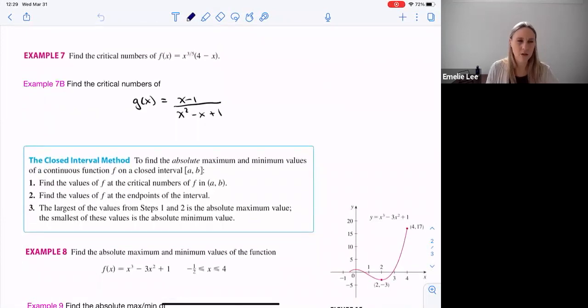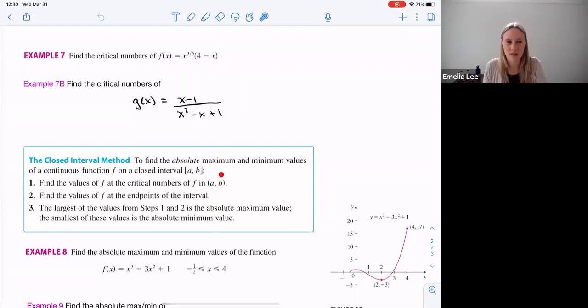Because I'm running low on time, before I post the notes, I'll include the solutions to this guide, right? But I actually want to move on because we've seen how to find the critical numbers now. This was just more practice at doing that with the quotient rule, right?